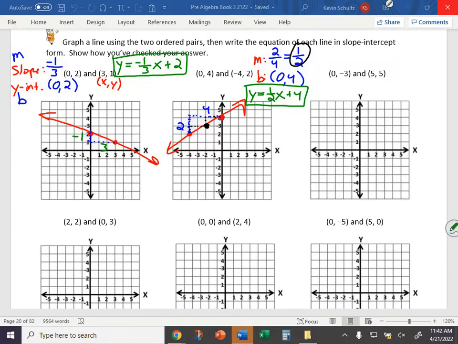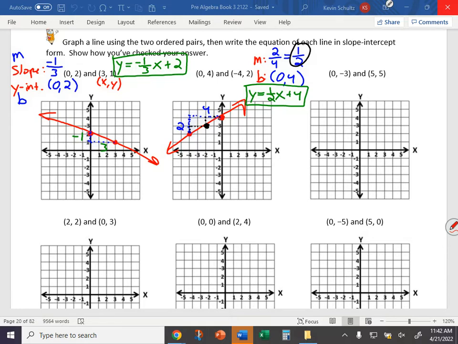Okay? The slope always goes before that x value. The y-intercept, the b, always goes at the end. So if it was 0, negative 4, it'd be minus 4.